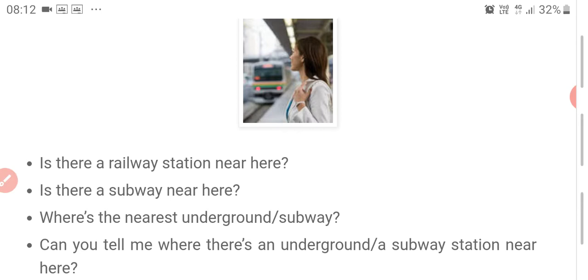Okay. Where's the nearest underground or subway? You could ask, or can you tell me the direction to so and so? And that's a very fine, simple, and effective way of asking which way you need to go. Is there a railway station near here? Is there a subway near here? Where's the nearest underground or subway? Or where's the nearest subway? Or where's the nearest underground? You could ask, can you tell me where there is an underground or a subway station near here?